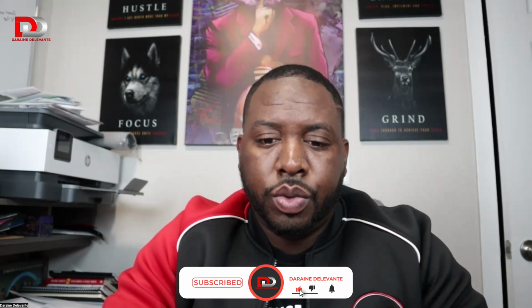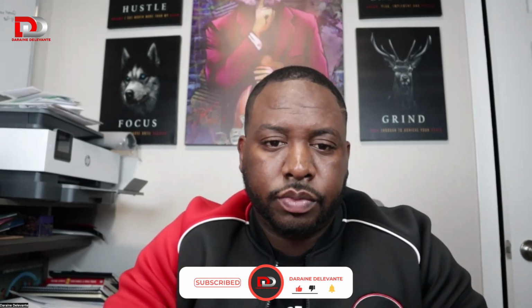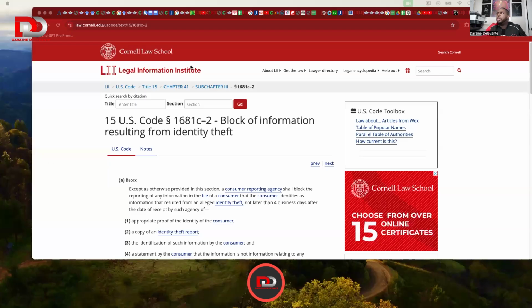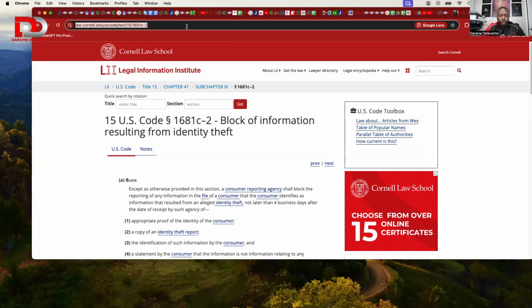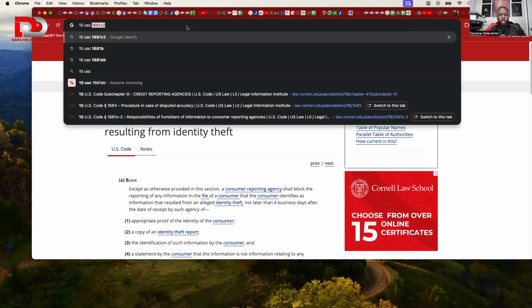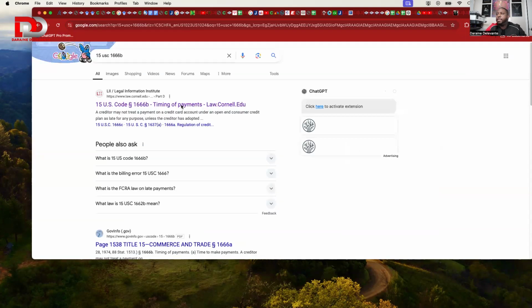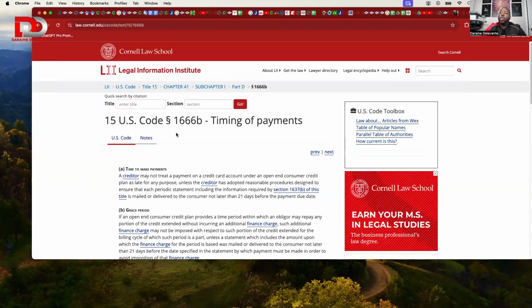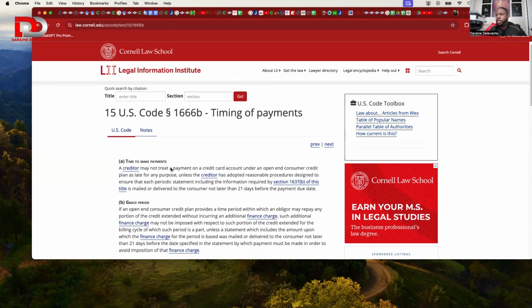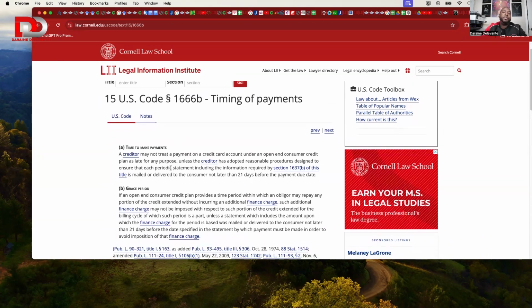So what you're going to do is, let me share screen here. We're going to go over to Google and we're going to go to 15 USC 1666B. And that's going to bring us to timing of payment. Guys, this is the only law that authorizes any payment to be late. Missing a payment on an account does not constitute a late payment by law.